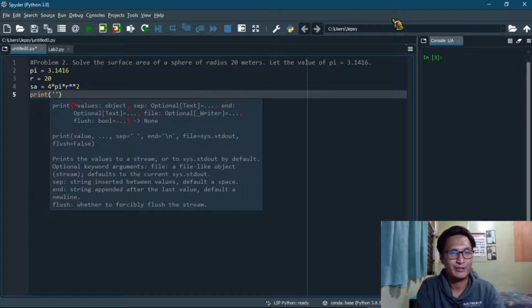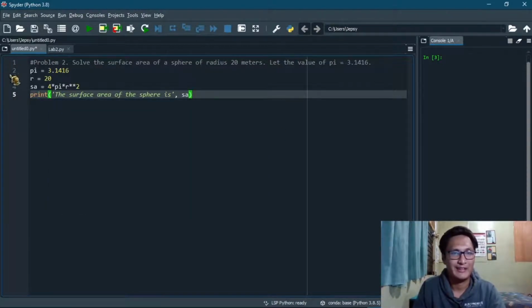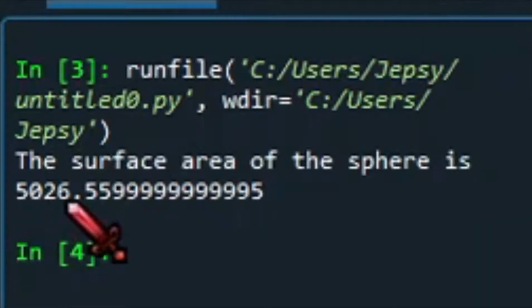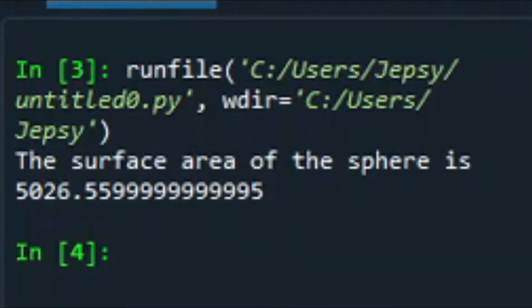Next, we just print out the answer. So we can put "the surface area of the sphere is", we put here inside the parentheses the comma, then we put the answer SA. So we press F5 and our answer here is 5026.55999995. This is our answer for the first problem.